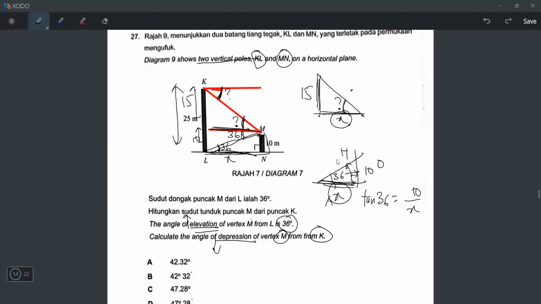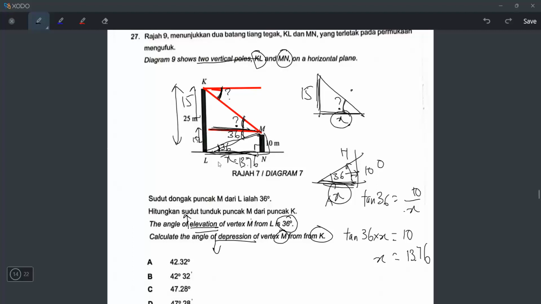We cannot use sine or cos, because if you use sine or cos, we are finding the hypotenuse and it doesn't help. I don't want the hypotenuse. I want the adjacent. So how to find it? Tangent 36 times x equals 10. So x equals 10 divided by tangent 36. Let's press. Okay, I press the calculator and I get 13.76. But of course, this is not your answer. This is just the length of x, 13.76.